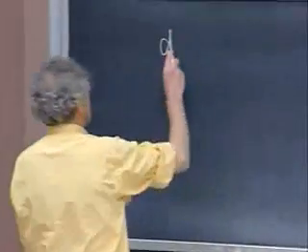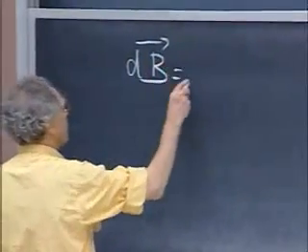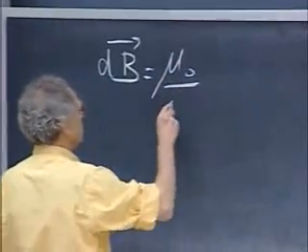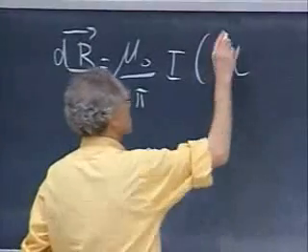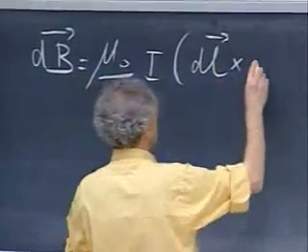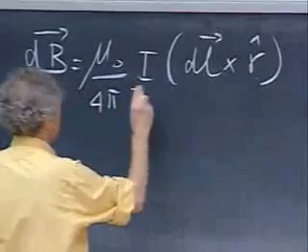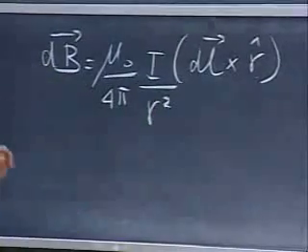All right, let's first start with Biot-Savart. There are not too many problems that one can do with Biot-Savart. dB equals mu0 divided by 4 pi times the current I dl cross r divided by r squared. That's the formalism.